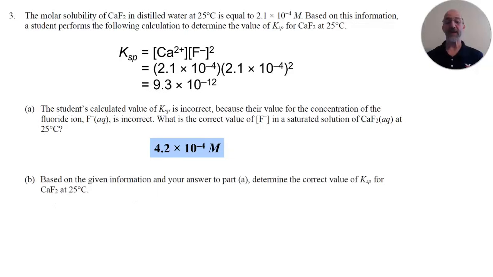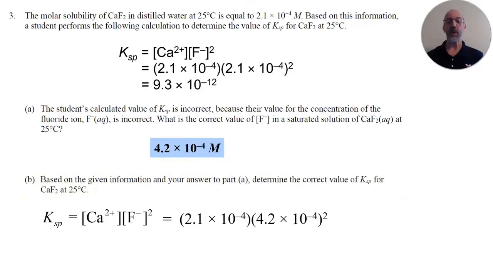Well, now that we've done that, let's go ahead and finish up question 3. It says, in part B, based on the given information and your answer to part A, determine the correct value of KSP for calcium fluoride at 25 degrees Celsius. Let's go ahead and finish off this calculation correctly. It would be concentration of calcium, so 2.1 times 10 to the negative 4, times the concentration of fluoride squared, so times 4.2 times 10 to the negative 4 squared.